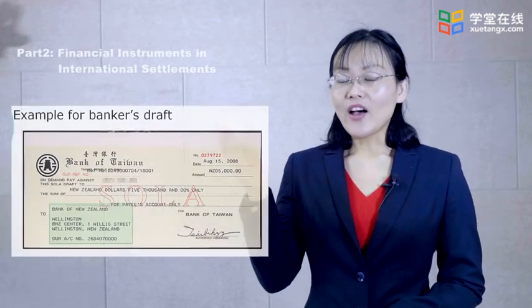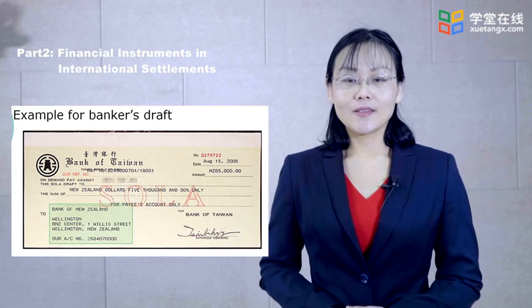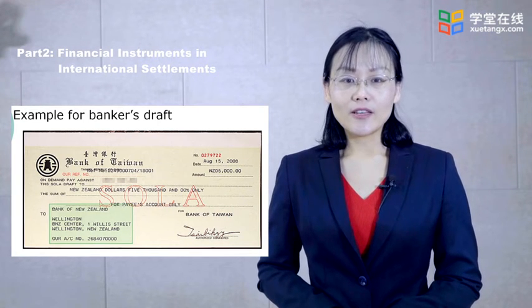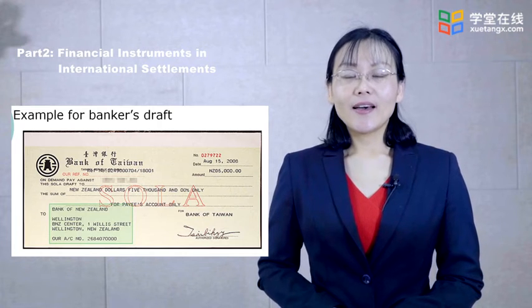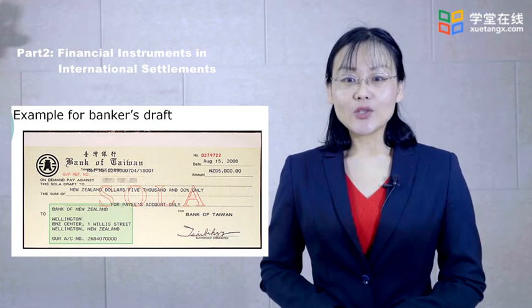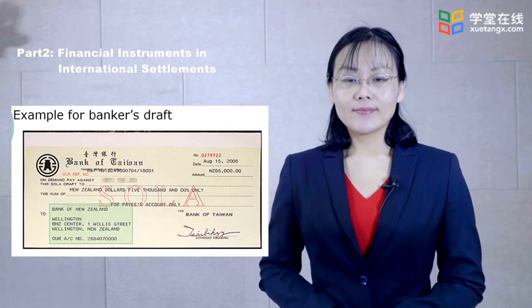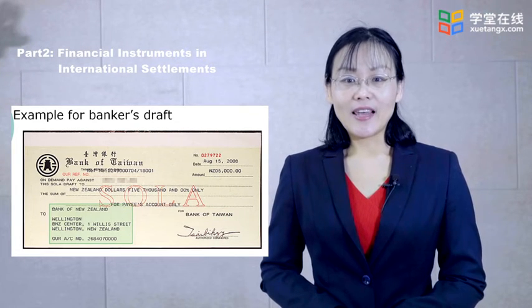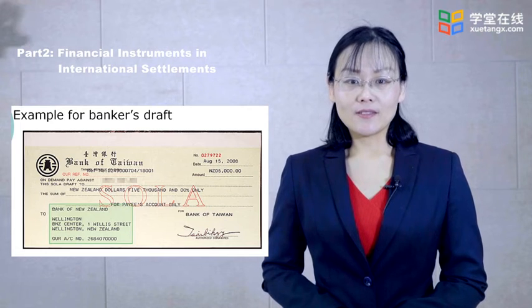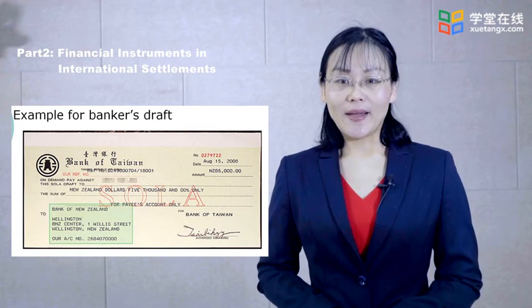Then another example is for banker's draft. Banker's draft is drawn by a bank on another bank. Here, the issuance bank is the Bank of Taiwan. The drawee bank or the payer is Bank of New Zealand, which is the correspondent bank of the issuing bank.